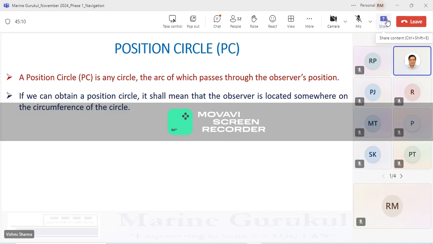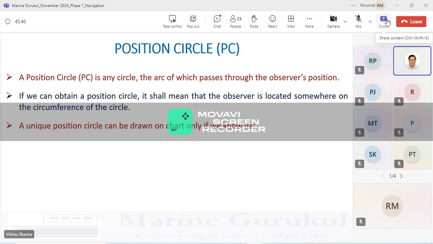If we can obtain a position circle, it shall mean the observer is located somewhere on the circumference of the circle. Now, yesterday we learned how we can draw a unique position line, a unique straight line. And we had two methods. One, if we knew a point through which to draw the line and the direction of the line, we could draw a unique line. Or if we knew two points through which the straight line passes, we could again draw a unique line.